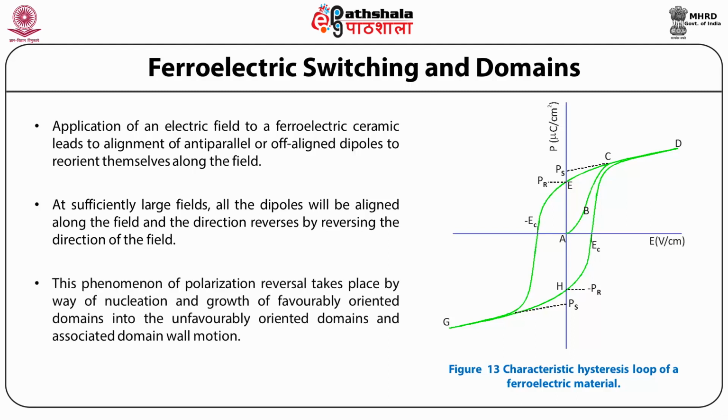This phenomenon of polarization reversal takes place by way of nucleation and growth of favorably oriented domains into the unfavorably oriented domains and associated domain wall motion. So students, you can see this type of behavior in the plot shown, which shows the characteristics of the hysteresis loop of a ferroelectric material, where the electric field is on the x-axis and the polarization is on the y-axis. You can see the value of remnant polarization and the saturation polarization along with the coercive fields.